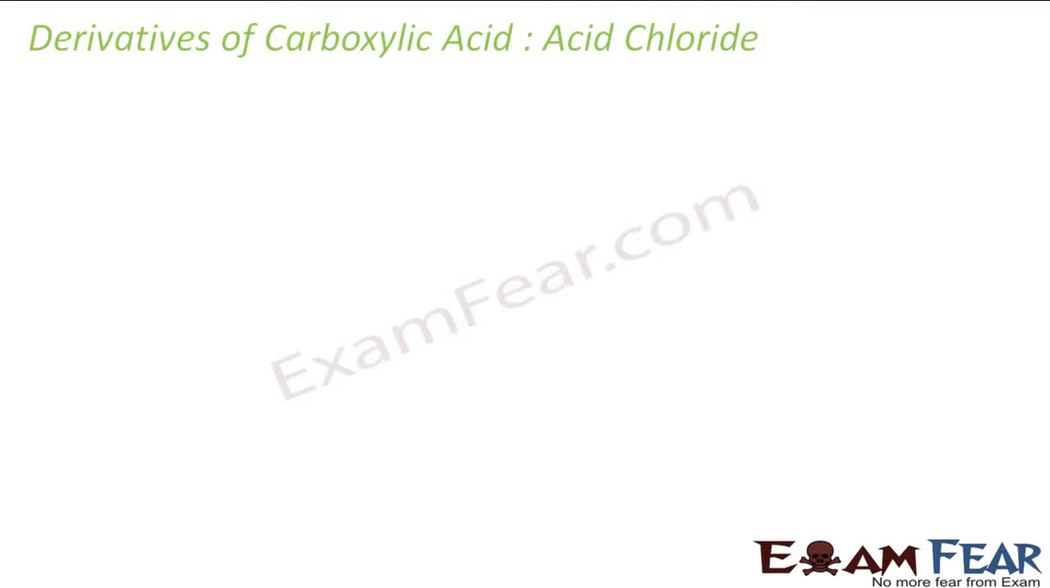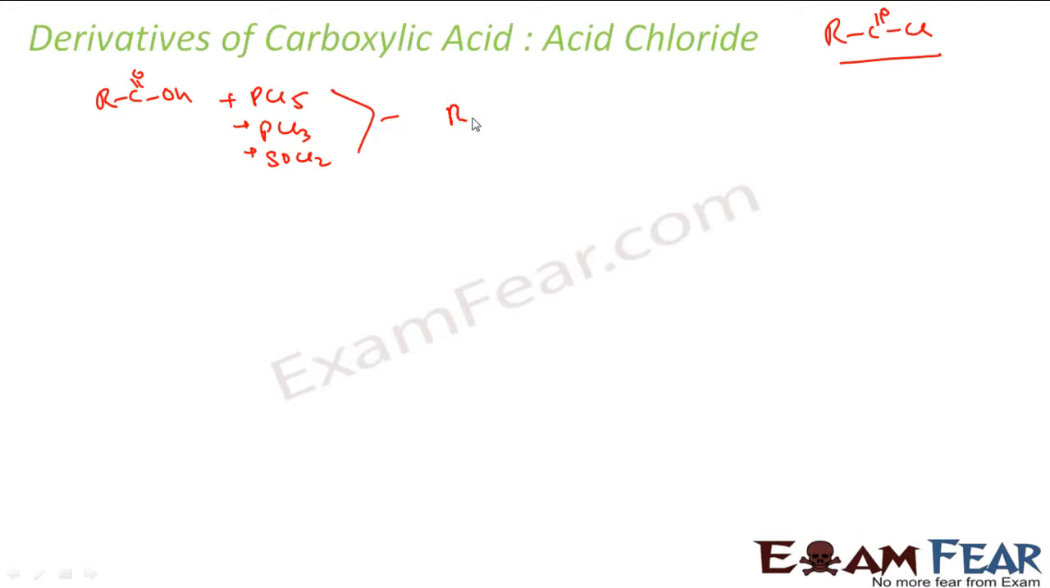So what are acid chlorides? They are nothing but RCOCl form, correct? And we've discussed how to form this. You take RCOOH and react it with PCl5 or PCl3 or SOCl2, and you get RCOCl. The reactions we have discussed in the carboxylic acid reactions. Also we have discussed the mechanism, and the boiling point of acid chloride is lower than the corresponding carboxylic acid.